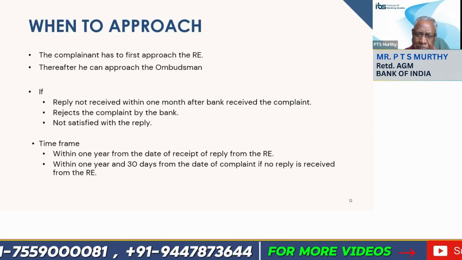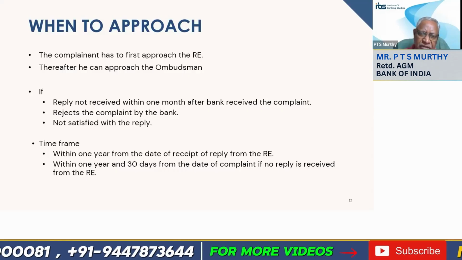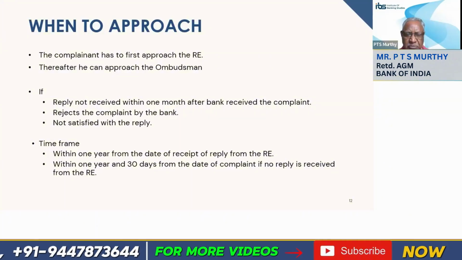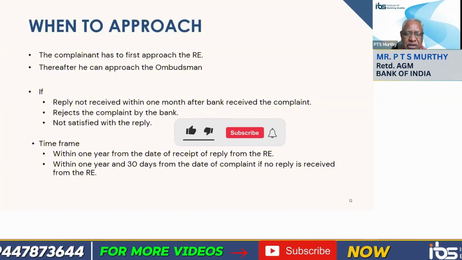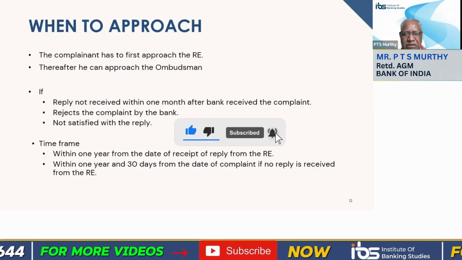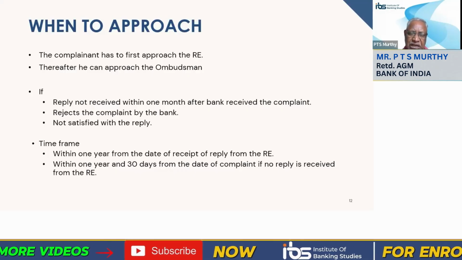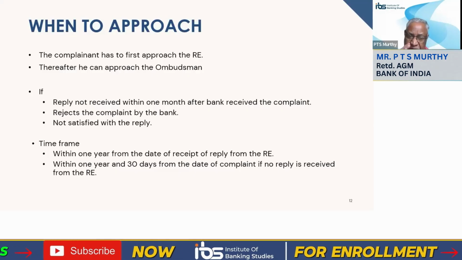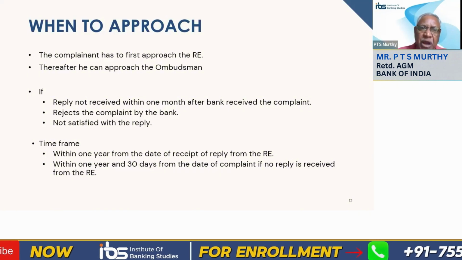Okay, 1 month is the time, or anything before 1 month if they give a rejection or reply. Let's suppose the bank has not given a reply within 1 month, or the bank has given a reply that is not satisfactory to us, or our bank has straight away rejected our complaint. In such cases, the customer can appeal to the ombudsman within 1 year from the date of receipt of reply from the RE.